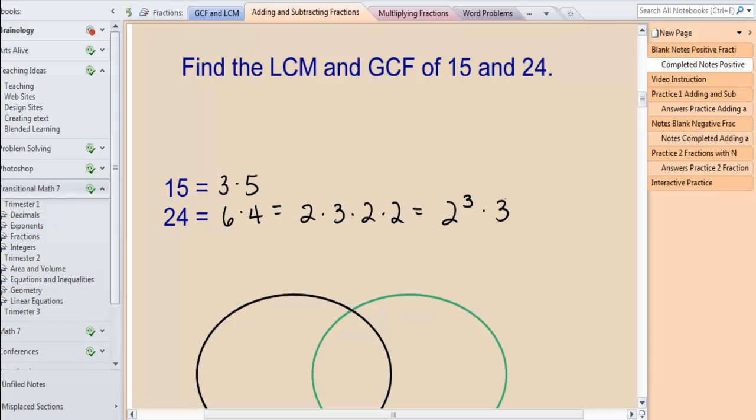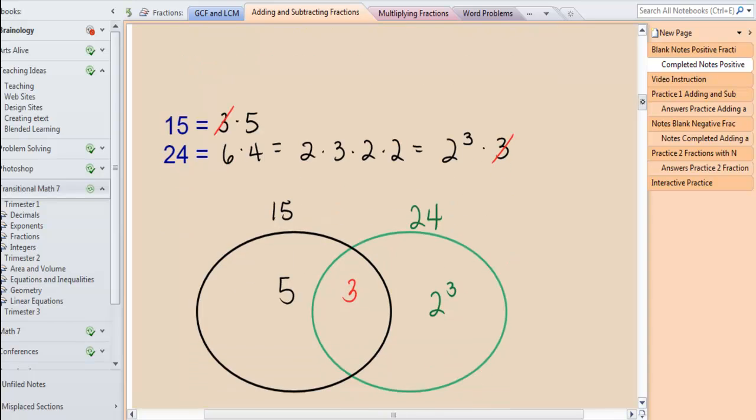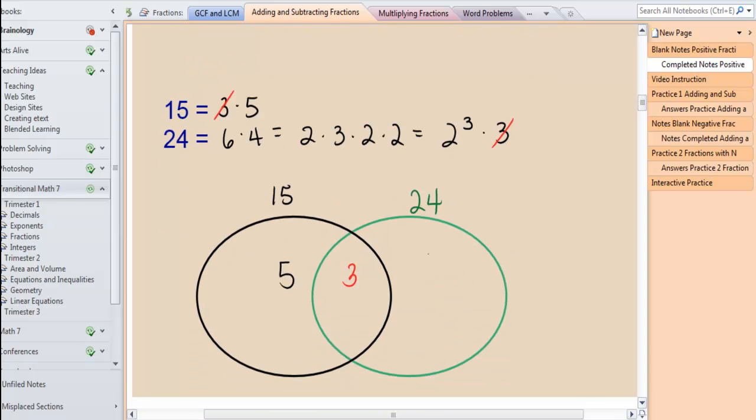So the process I'm showing you is the same process we'll use for finding common denominators. So for 24, well, first let's find what they have in common. They have a 3 in common, so I'll write that in the middle. And that's all they have in common. And now let's look at 15. For 15, we need a 5. And for 24, we're going to need all 3 of those 2's. And I can write it as 2 cubed, or you can write it out, whatever is easier for you visually.